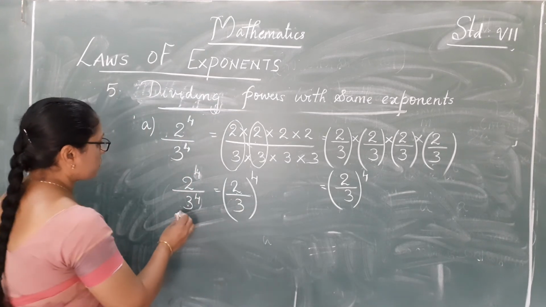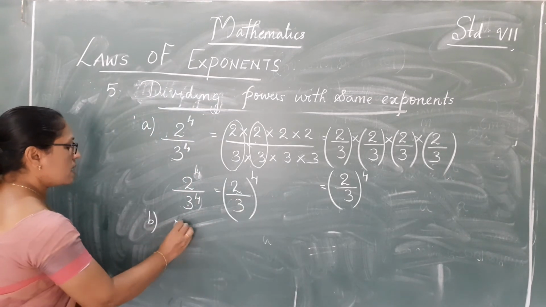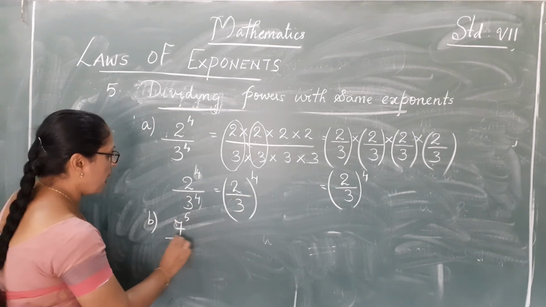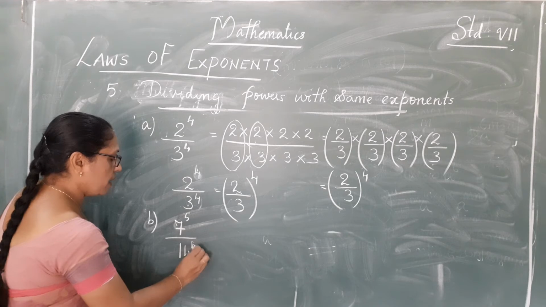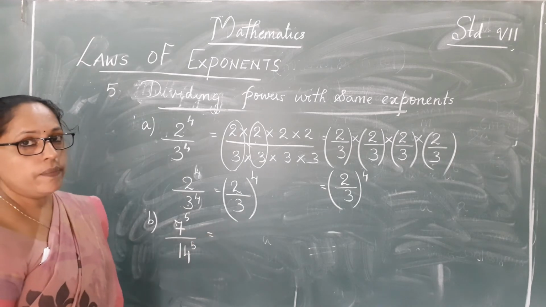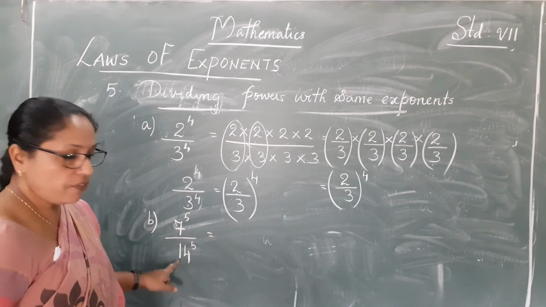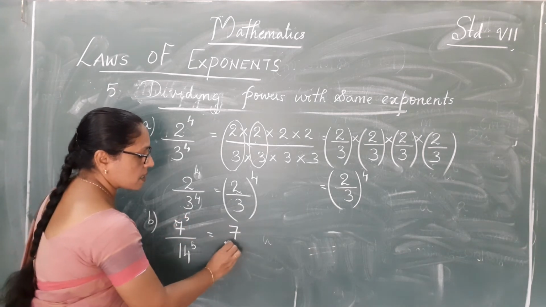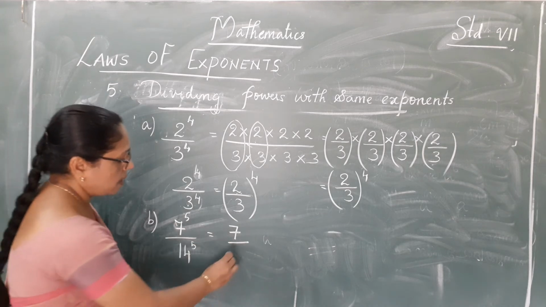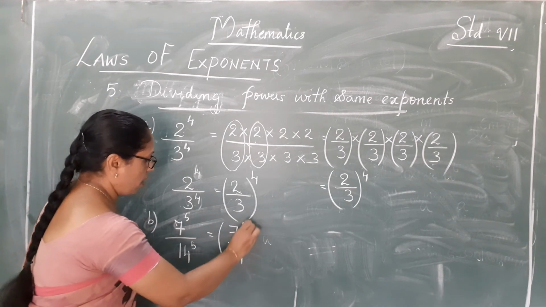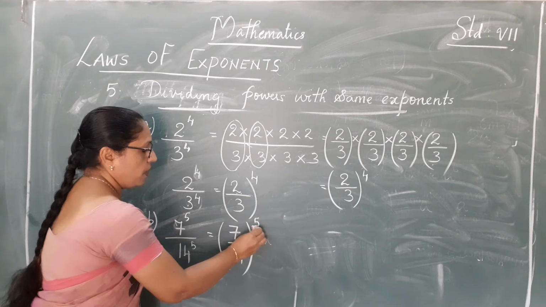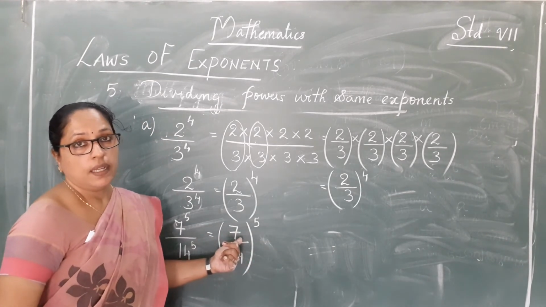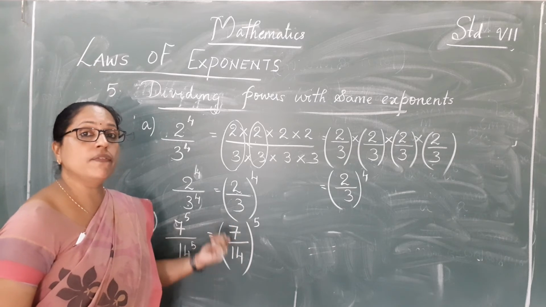Another one, B part, 7 raised to 5 by 14 raised to 5. Use the law. Bases are different and the powers are same. So, divide the bases and put the common power, 5. Correct? And divide the bases. Check the bases, whether they have any common factor.